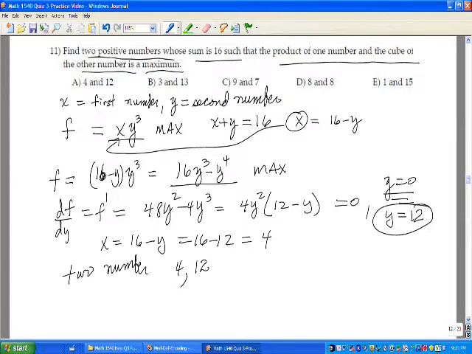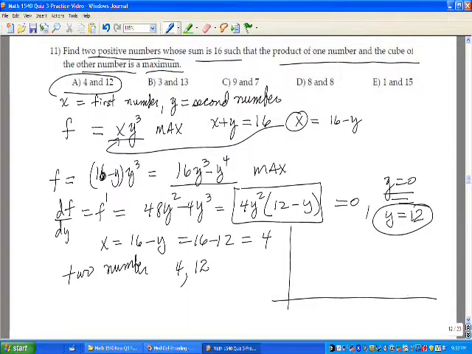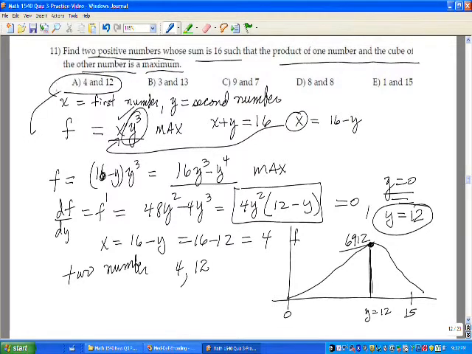Now, that's answer A. You could also look at this function and graph it. If you graph it for y between 0 and 15, you have to get the right window. But you'll see that at y equal to 12, the functional value is 6912. You can actually do this on your calculator and find the maximum value, and it's 6,912. And that is the maximum of the first number times the cube of the second number. So the answer is A.